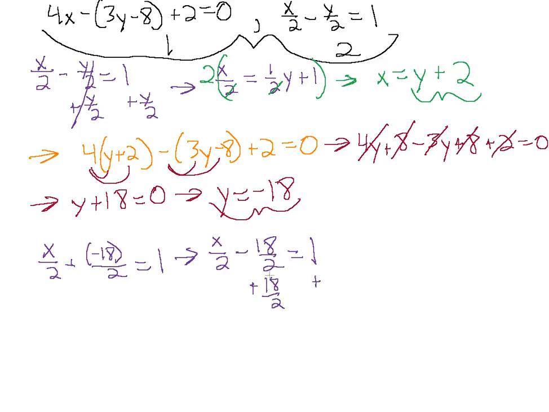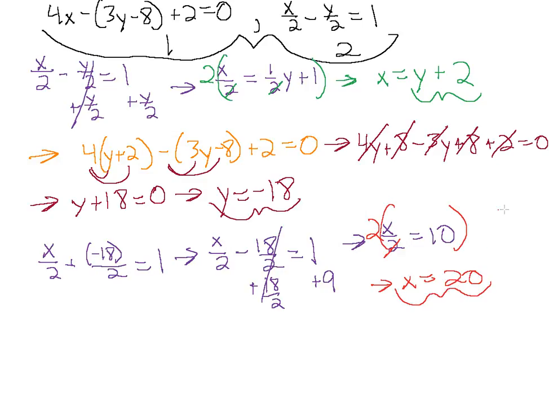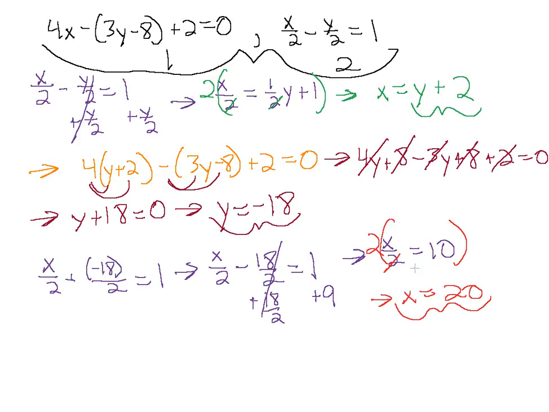Plus, if you want to look at 18 over 2 is 9, that's the same thing. So those two will cancel. So we have x over 2 equals 1 plus 9, which is 10. Let's go ahead and multiply both sides by 2 so we can get rid of this denominator. We have x is equal to 2 times 10, which is 20. And there you go. So we have a value for x, a value for y.